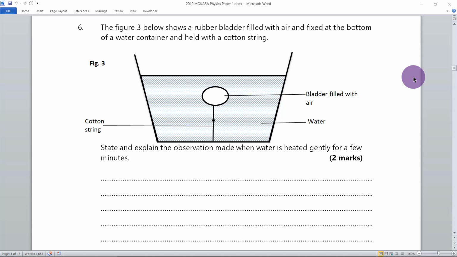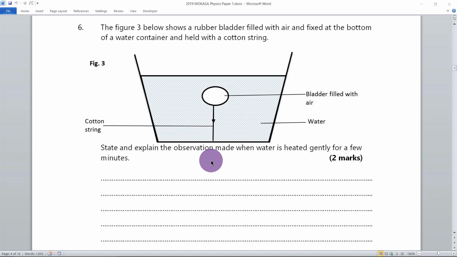In question 6, we are told that figure 3 shows a rubber bladder filled with air and fixed at the bottom of a water container and held with a cotton thread or cotton string. So the diagram is given here. This is the bladder filled with air. It's more like a balloon. There is a string here which ties it to the bottom of the container, and I believe that if this string is cut, then the bladder is going to move upwards. We are asked to state and explain the observation made when water is heated gently for a few minutes.